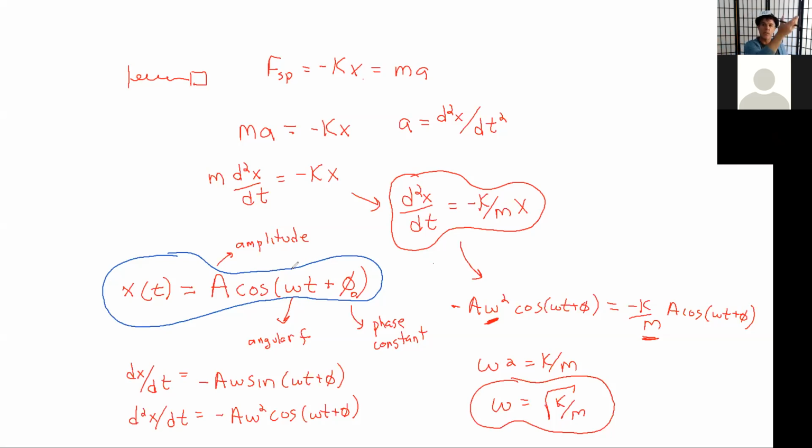For a pendulum swinging back and forth, it's only going to depend upon the length of the pendulum and the acceleration due to gravity. For a mass connected to a spring oscillating back and forth, it's only going to depend upon the spring constant and the mass.